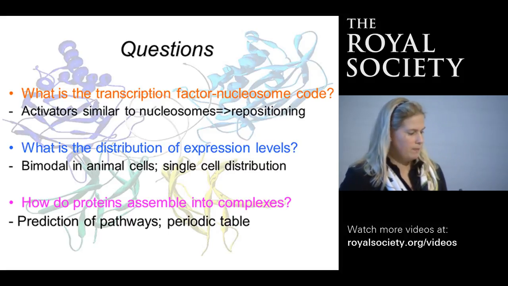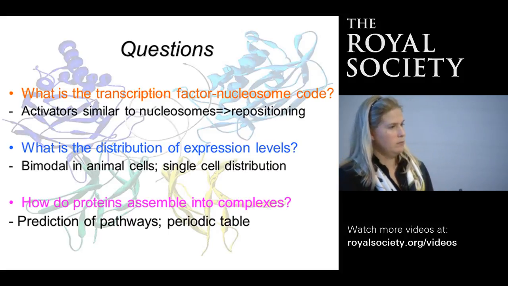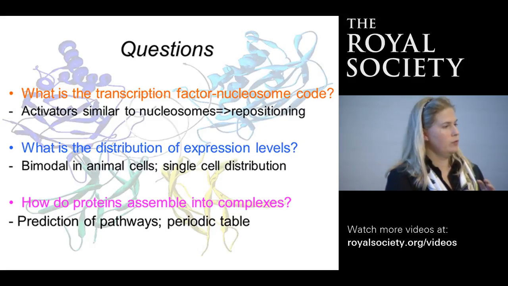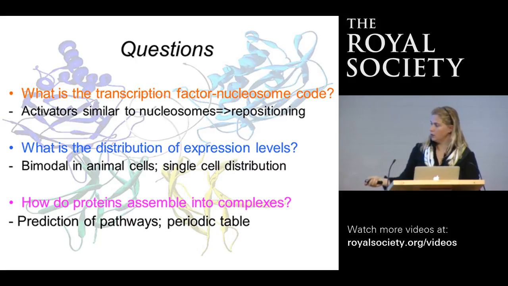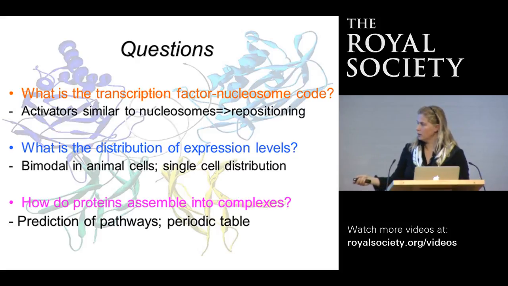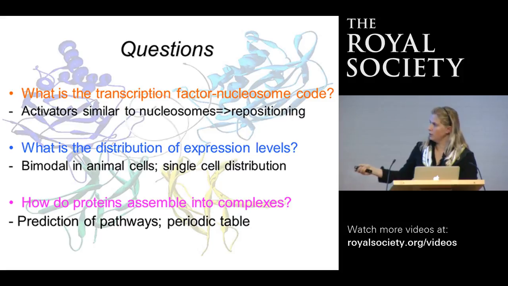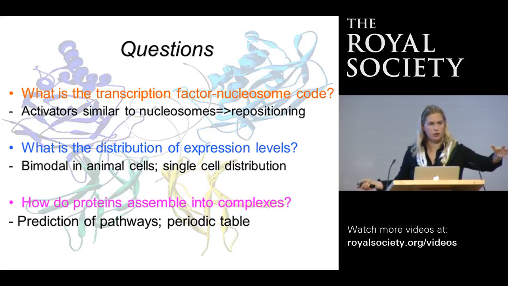And so that really brings me to the end of the final section of the talk, where I've given you some idea of the patterns that we can see in the assembly of protein complexes. And I mentioned this, the prediction of pathways that we've done for homomers and heteromers, and confirmations of those predictions, and the periodic table that I just mentioned about the topologies.